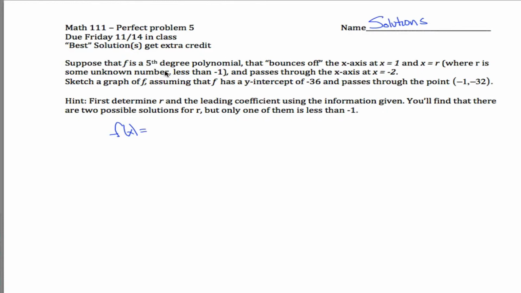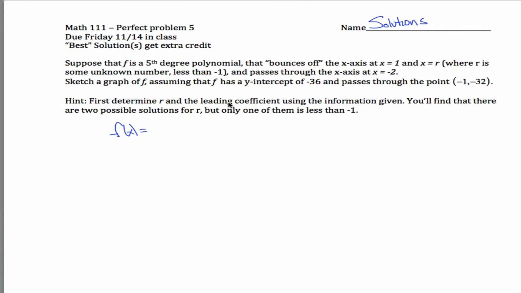Furthermore, since it's a fifth degree polynomial, we know that the degree of the root at x equals 1 and x equals r is both 2. Because the sum of the degrees of the roots has to be 5, and the degree of these two roots has to be some positive even number, because of the behavior that the graph has. Anytime you bounce off, you have an even degree.